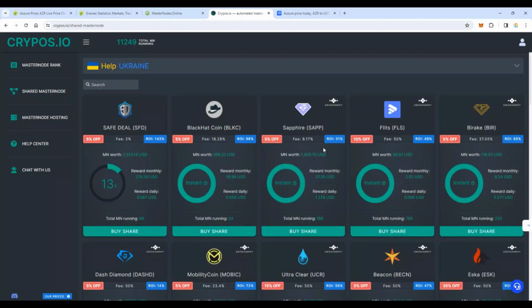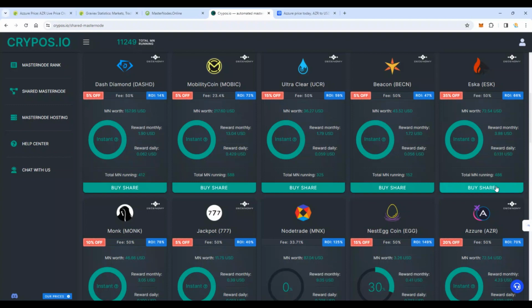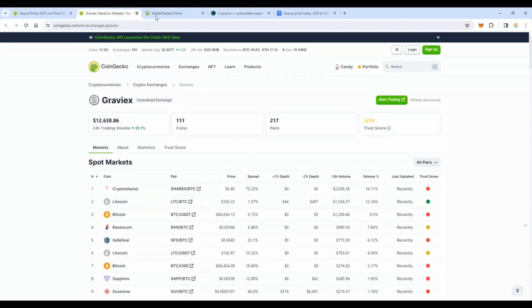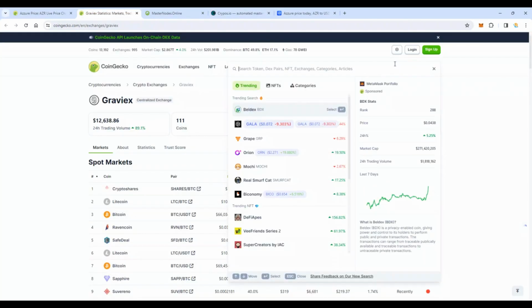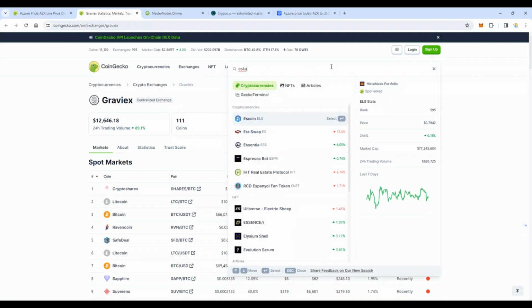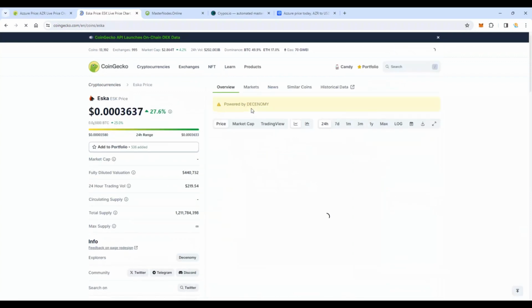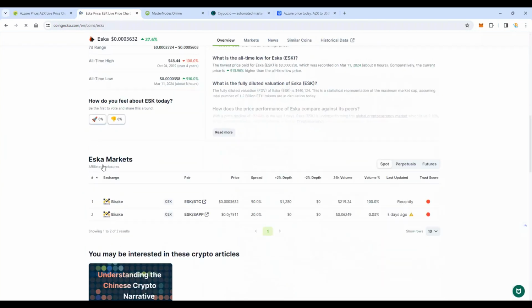Anyway, but basically what you do, the moment you click buy share, for example, you're going to deposit whichever token it is. So like this one is ESC, okay? So you're going to go to CoinMarketCap by now, or CoinGecko. By now you know how to search where to buy a project. And most of these you're going to probably find them on Byrek. If we look for this one, ESCA, let's look at ESCA. Yeah, ESCA is here. So ESCA, let's see the markets, where to buy.